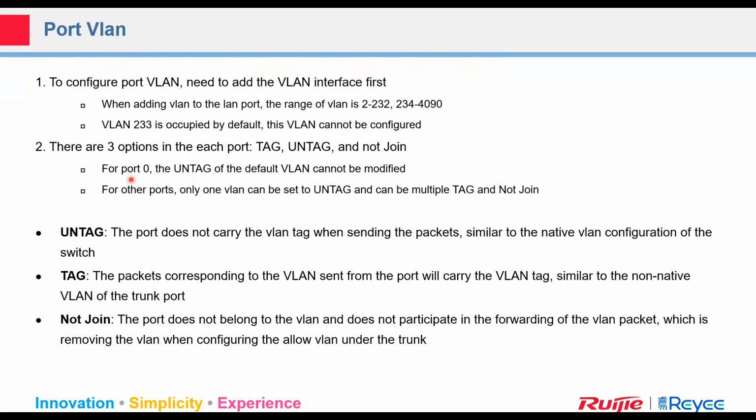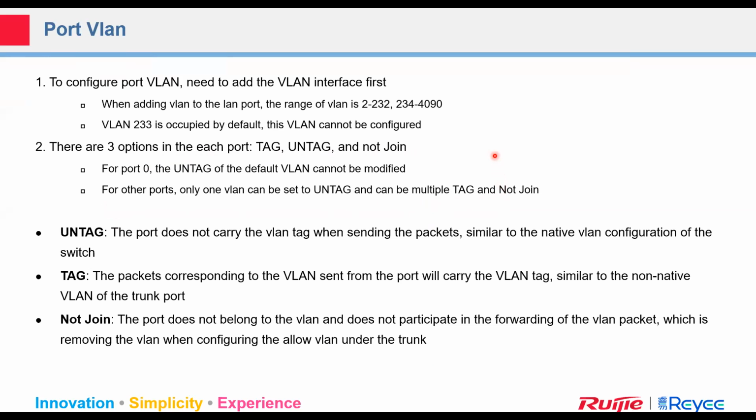There are three options for each port: tagged, untagged, and not joined. For port 0, it is untagged by default, and the default VLAN cannot be modified. But for the rest of the ports, only one VLAN can be set to untagged, and the rest can be either multiple tagged or not joined.